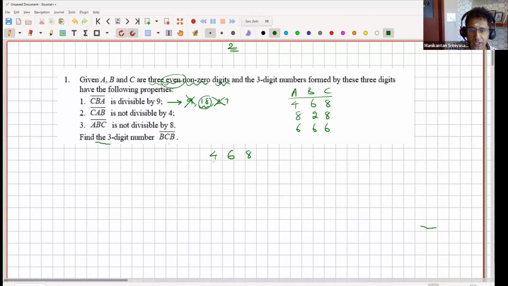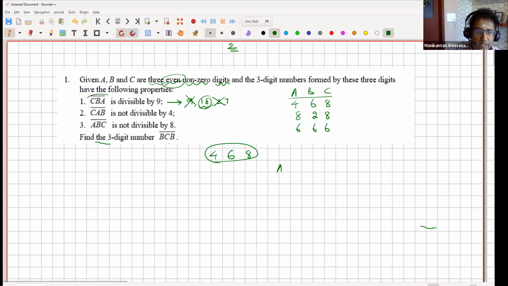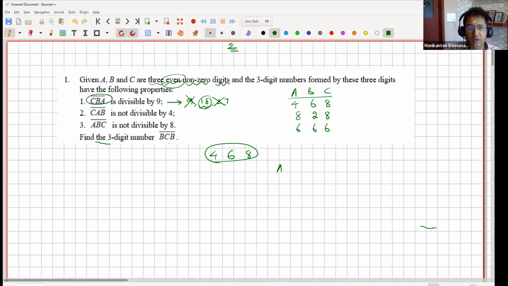Now I don't know what order it will be. For divisibility by 9, it does not matter, because all we are saying is the sum of the digits must be divisible by 9. So we don't even need to worry about the order, whether it's CBA or CAB. If one order is divisible by 9, any other permutation is also divisible by 9. Agree with that, Kunal?